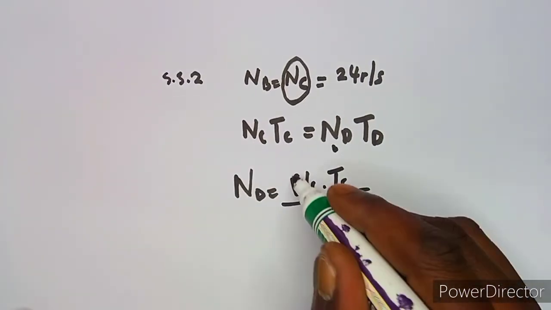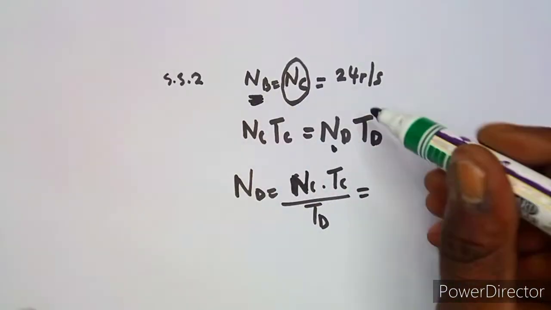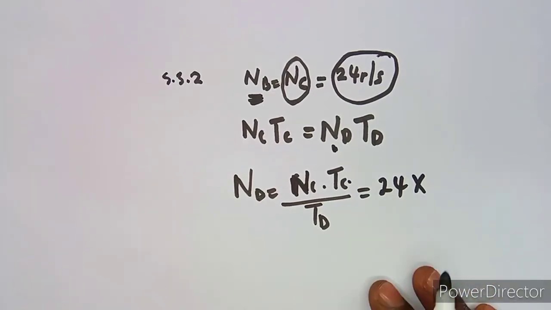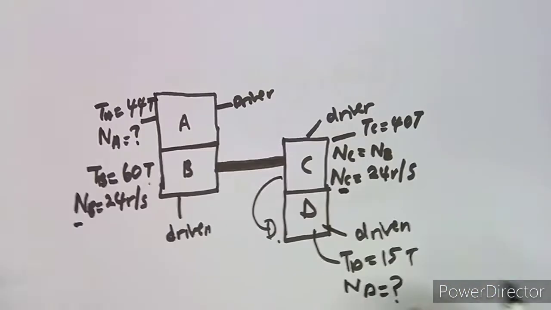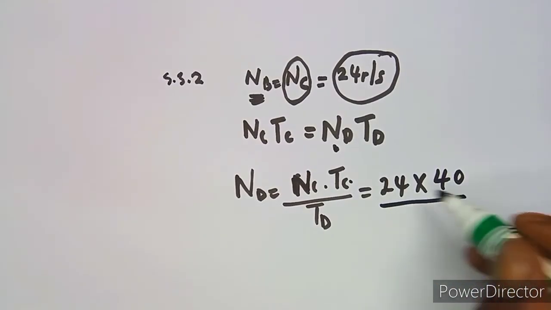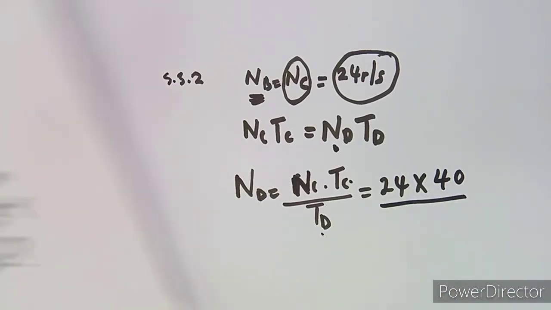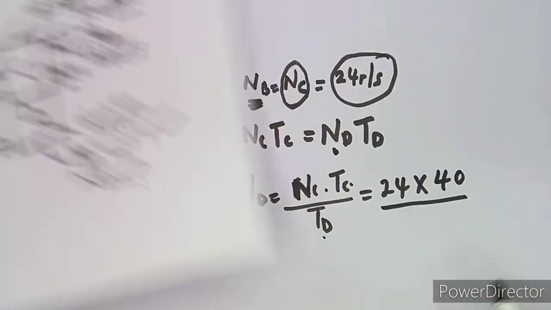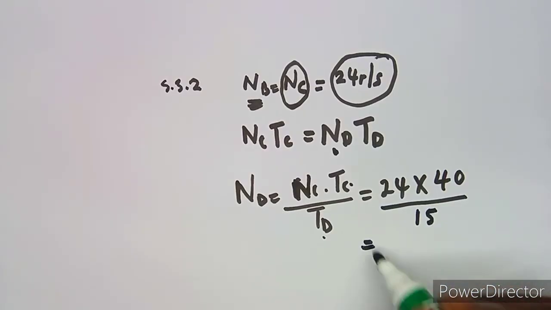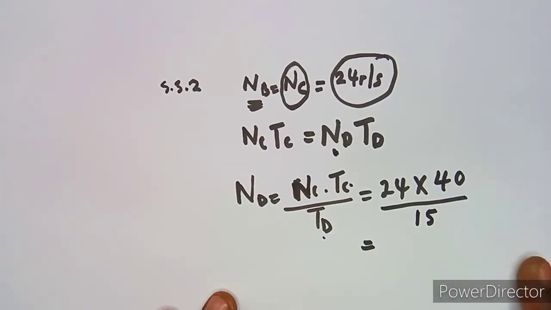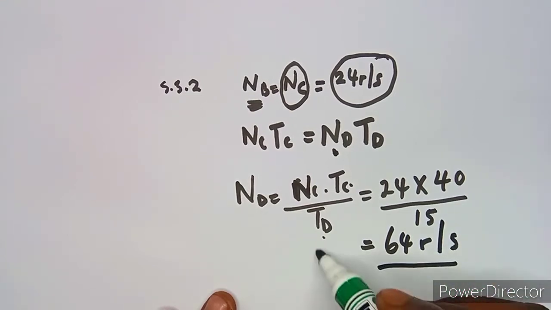You can substitute there. Your NC is the one that you are referring to as NB, because they are coupled together, so they have the same speed. So that's your 24 times TC. For TC you were given the number of teeth, which is 40 teeth, 40T, over TD. For D we are given 15 there, so you can substitute 15. Just like what I did, put a fraction there, with these two in the numerator and this one in the denominator, and you're going to obtain 64. So this is going to be 64 revs per second, which is your ND.